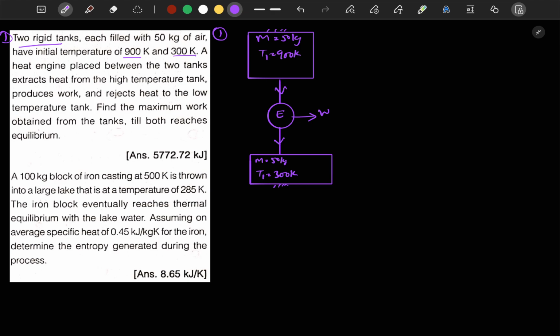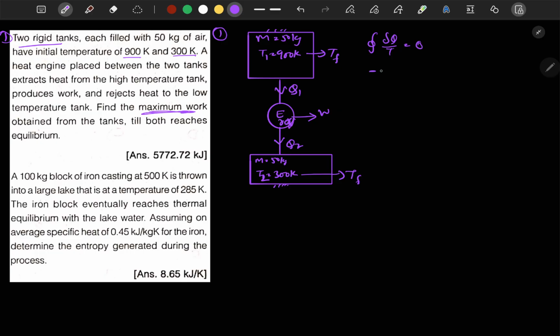Since it is mentioned to find the maximum work, we can assume the system to be reversible. If the system is reversible, then we can say the integral of del Q by T is equal to 0. Let's say Q1 heat is from here, Q2 is here. Q1 heat takes T1 to TF, and this one takes T2 to TF.